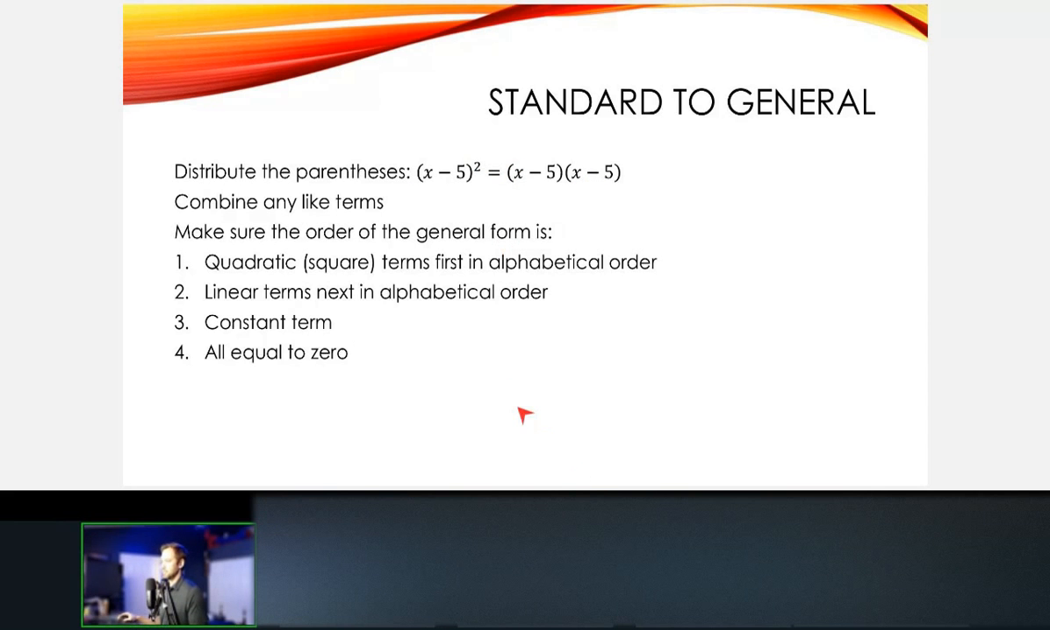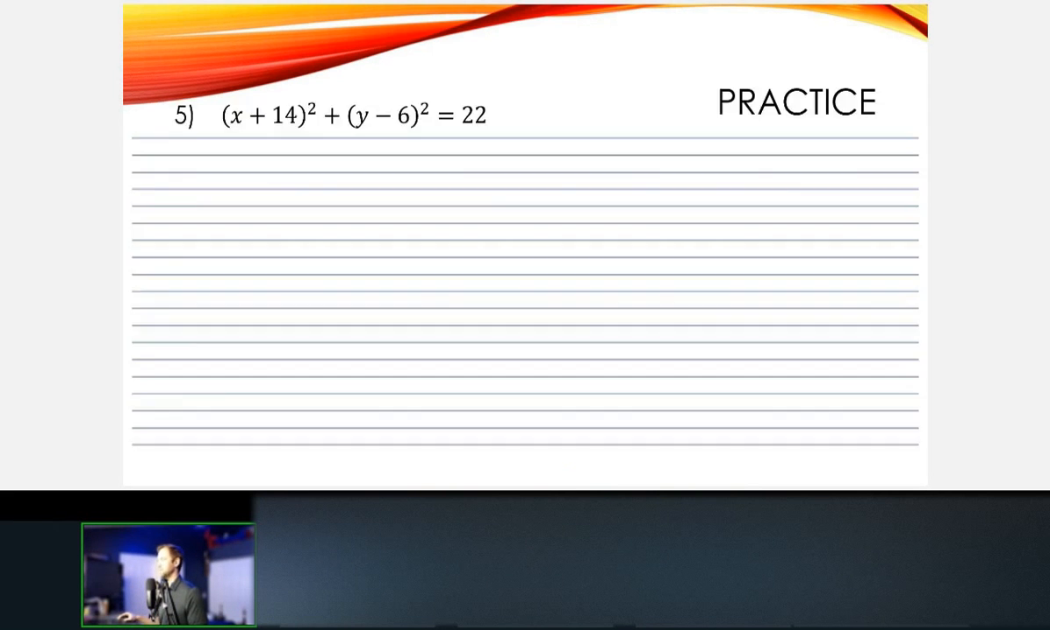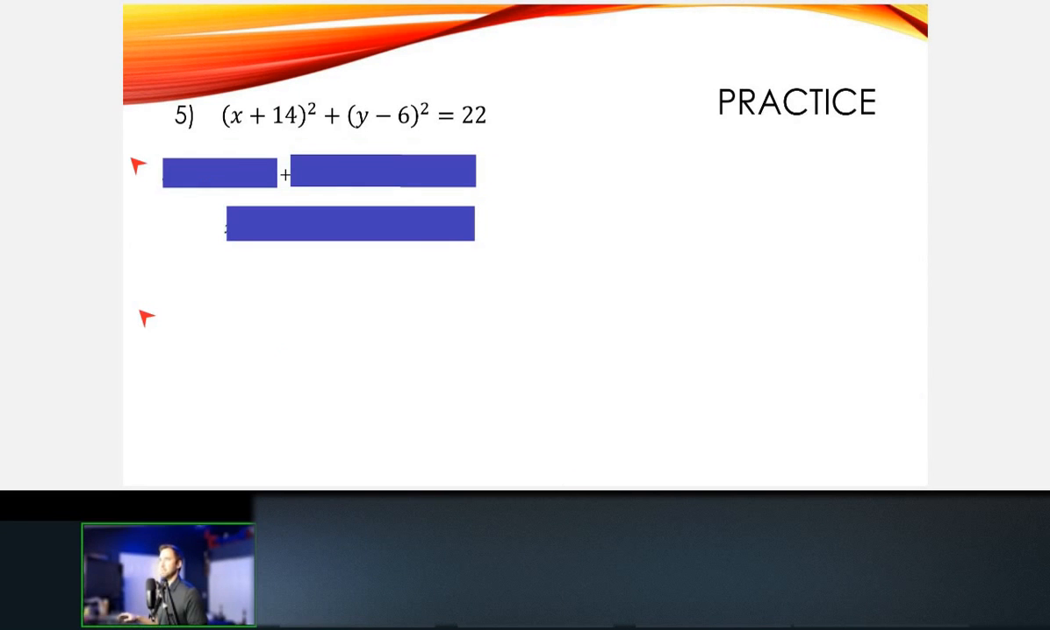And then combine like terms, move everything to the left, and make it equal 0. Really straightforward. So let's look at number 5. I got 4 examples. We probably won't do all of them though. But we're going to multiply this out. So you write it twice and you FOIL it.